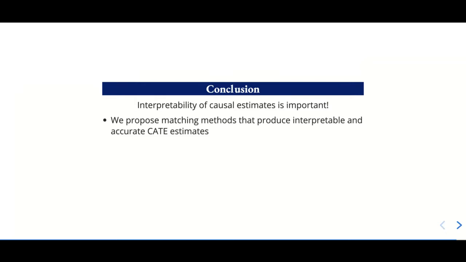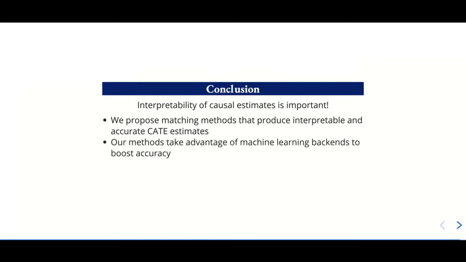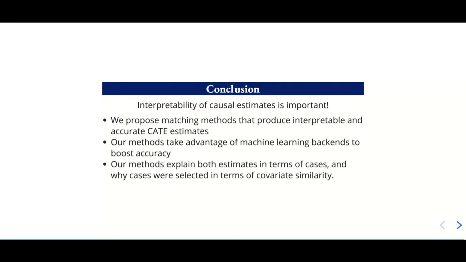But yeah, so that's pretty much it. In conclusion, I hope to have argued that interpretability of causal estimates is indeed important. And I hope that I have showed you that we can indeed use machine learning to produce interpretable and accurate treatment effects via matching. And that our estimates are very richly explainable in terms both of cases and in terms of covariate similarity.